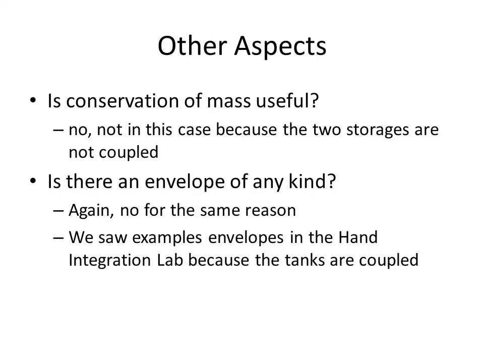And just for completeness, let's consider the other aspects that we mentioned in the chalk talk. Is conservation of mass useful here? Well, no, because there are 2 storages that are not coupled, so the outflows and inflows don't have to match. There's really no total that we know it has to equal over time. We are sort of using conservation of mass when we figure out the asymptotes, because at that point the amount flowing in and the amount flowing out are equal. But other than that, it doesn't really help us.